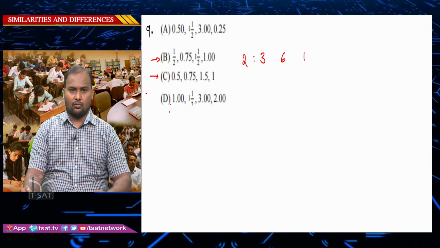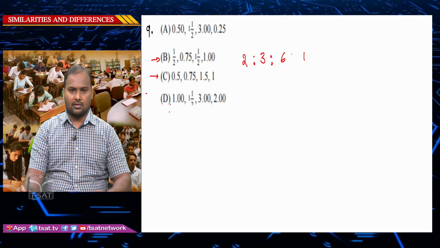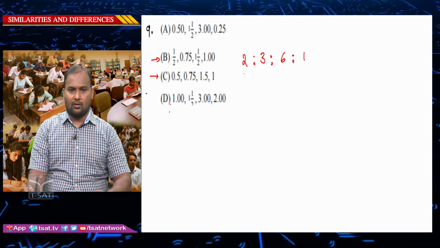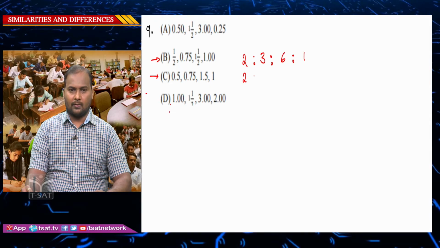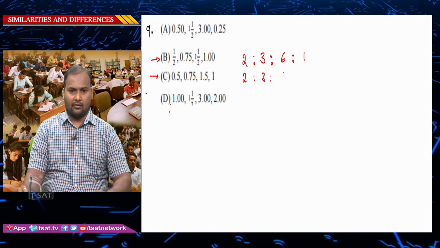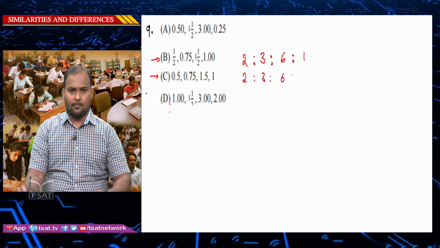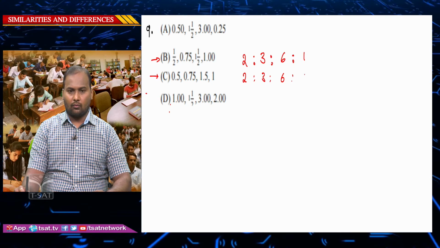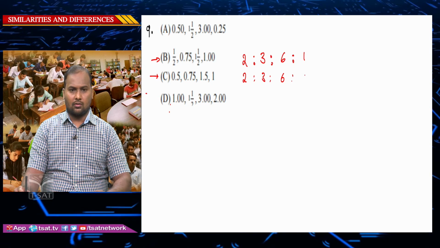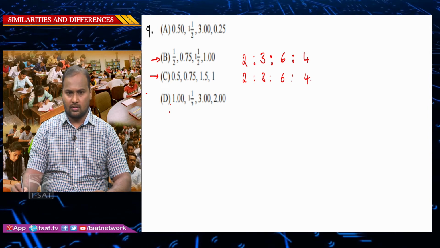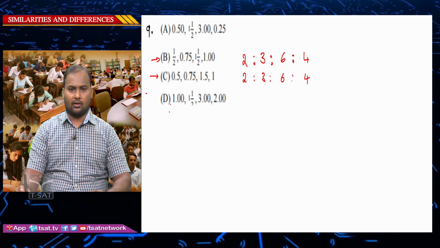So what is the ratio, 2:3:6:1. So this is the ratio. In the same way option B: 0.25 into 2 is 0.5, 0.25 into 3 is 0.75, 0.25 into 6 is 1.5, and 0.25 into 4 is 1. So the ratio is 2:3:6:4. So that is the ratio.